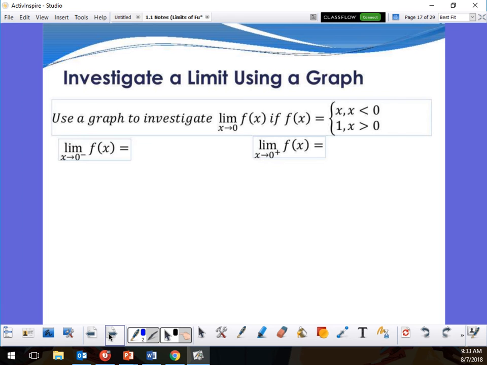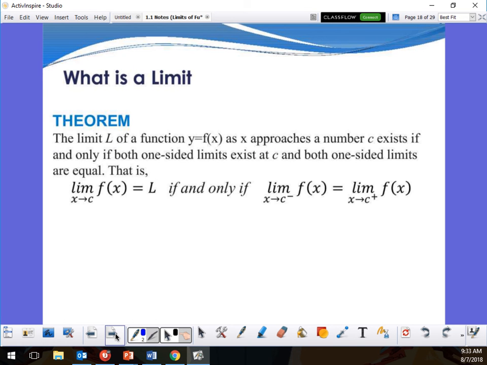Okay. Use the graph to investigate the limit of this. It's going to ask you left-hand side, right-hand side, and then you're going to tell me what it comes to in the middle. Okay, star that one. Okay, right here, here's the notes for this. A limit as x approaches c exists if and only if the left-hand limit is equal to the right-hand limit. That's only if the limit exists, if the left hand equals the right hand.